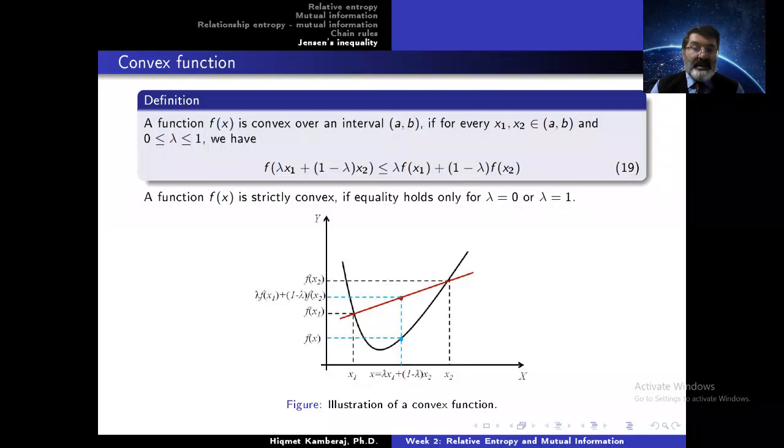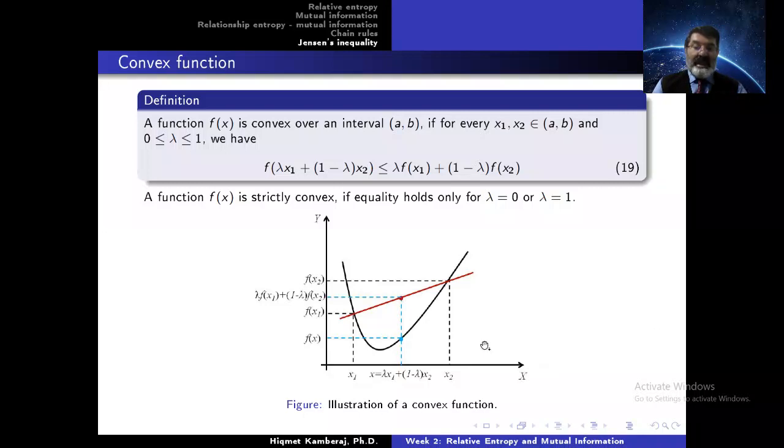Now this is a definition. Moreover, the equality in equation 19 holds if the function f of x is strictly convex and if equation 19 holds for lambda equal to 0 and lambda equal to 1. Now to illustrate graphically the convex function, consider the following graph.